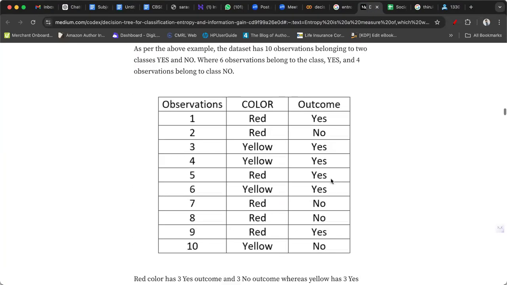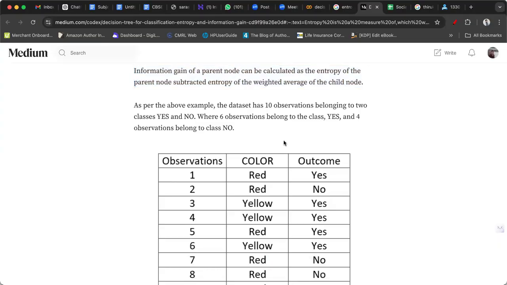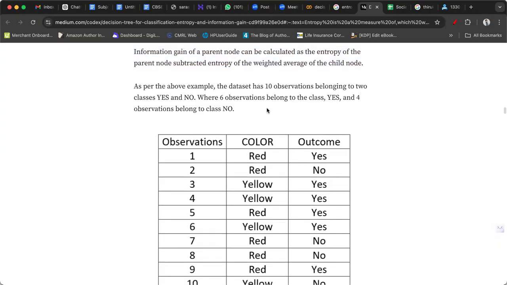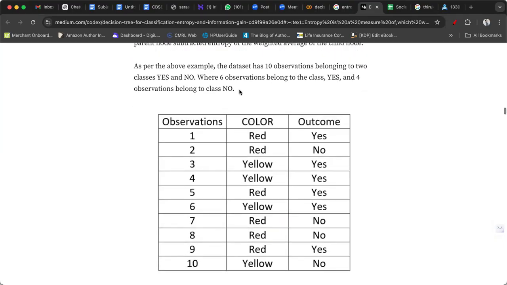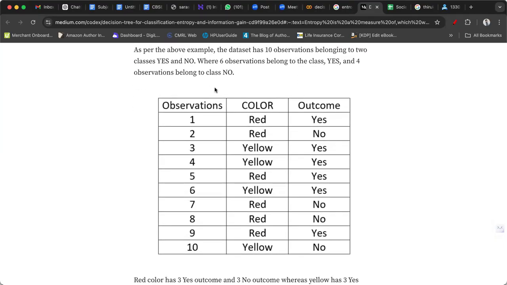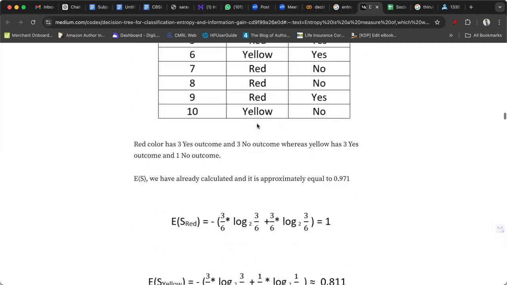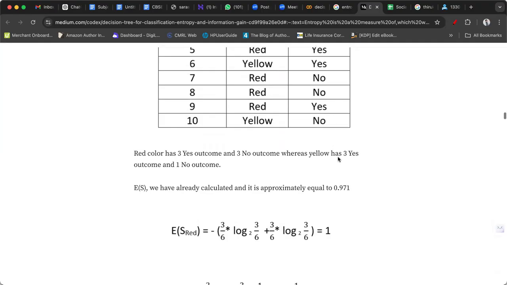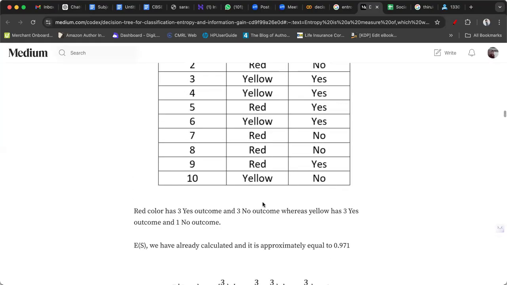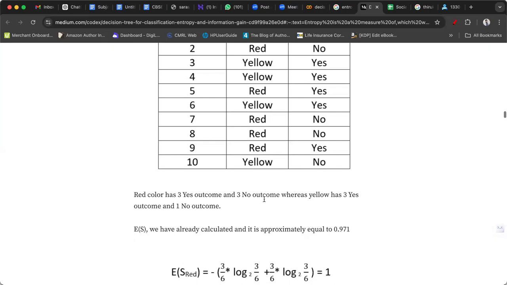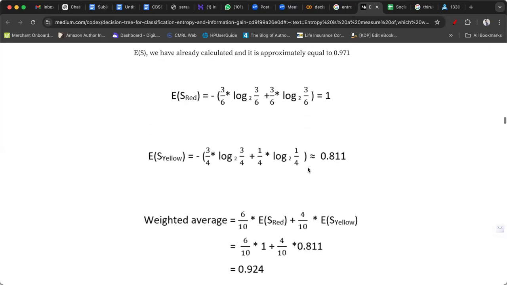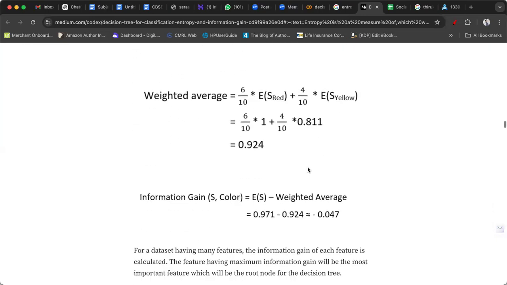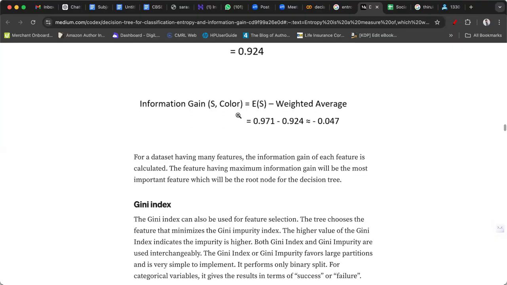Let's look at a similar example. As per the above example, there are 10 observations, where 6 belong to yes and 4 belong to no. Red color has 3 yes outcomes and 3 no outcomes, whereas yellow has 3 yes outcomes and 1 no outcome. So these are the classifications, and the weighted average information gain should be 0.047.